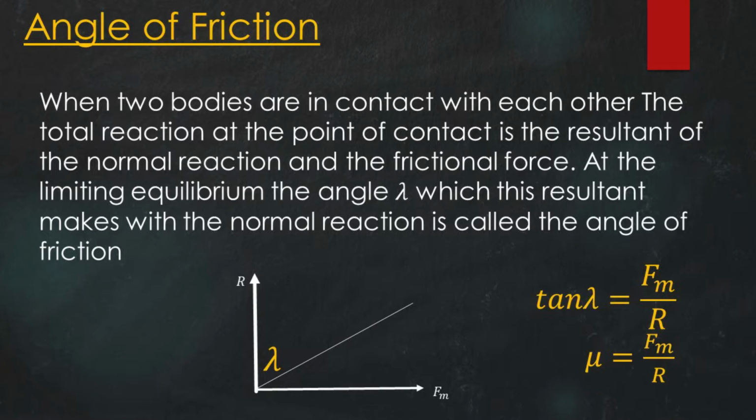I think you remember the coefficient of friction was also Fm over R. So mu and tan lambda are equal: tan lambda equals mu. We can use this in our questions. Please remember what the lambda value is: the angle of friction means the angle of the resultant, the angle which the resultant makes with the reaction. This is the angle of friction.